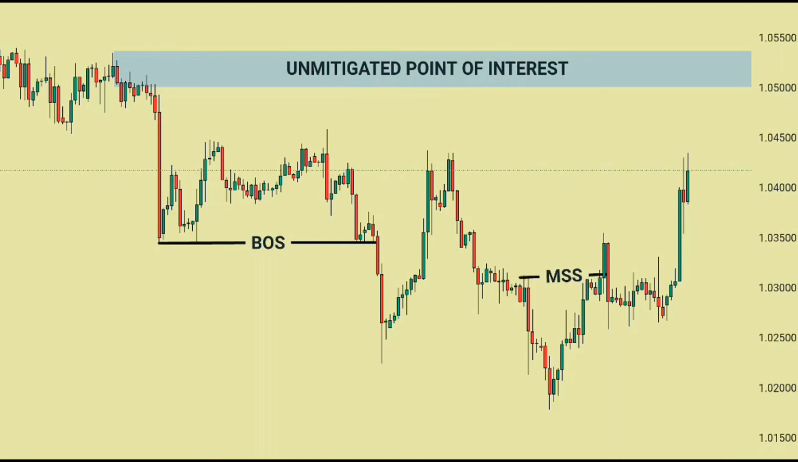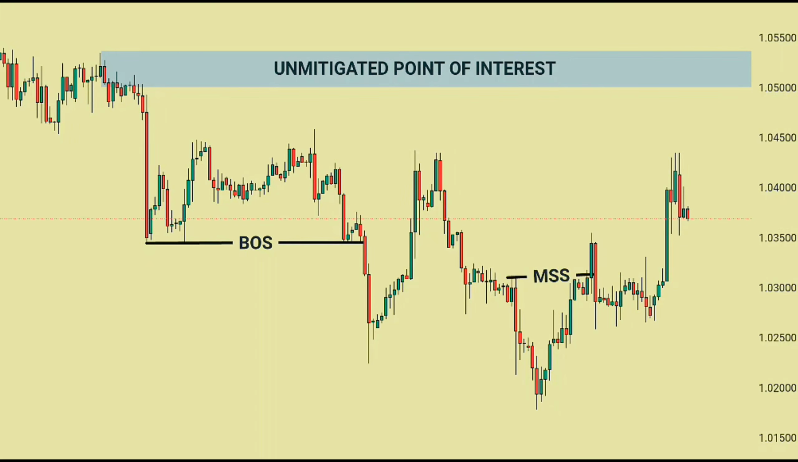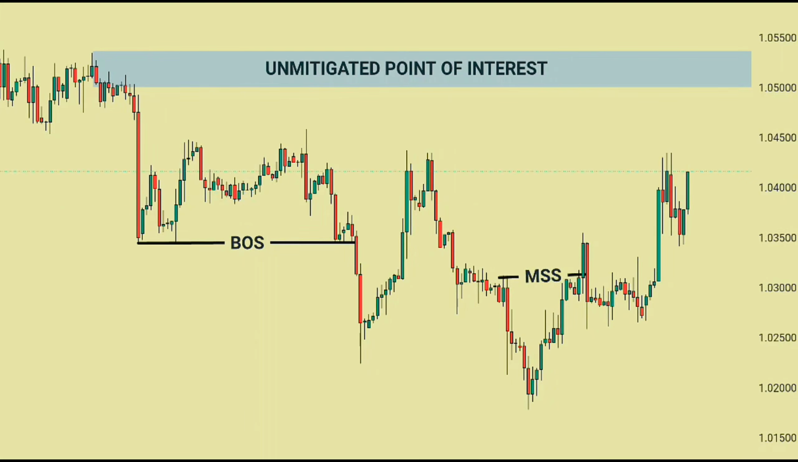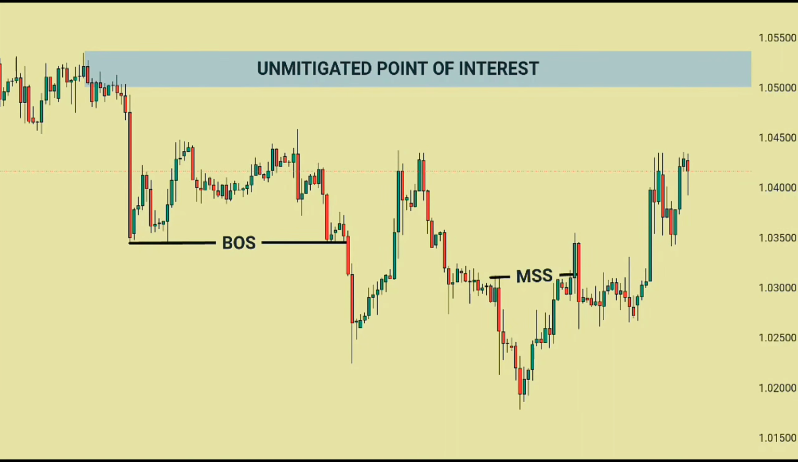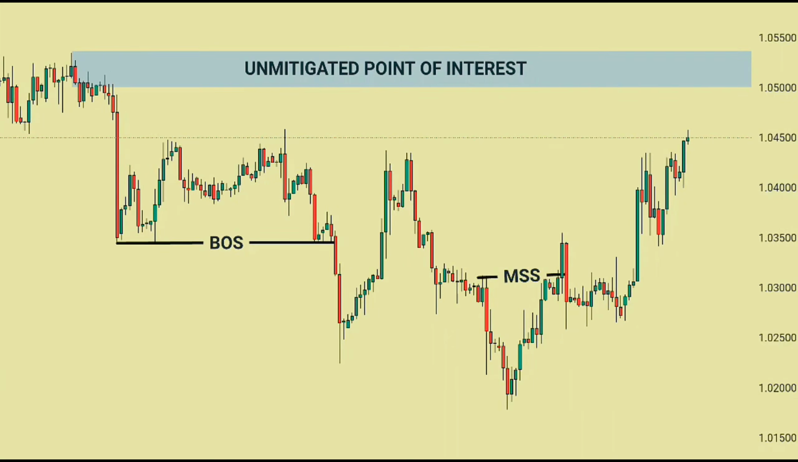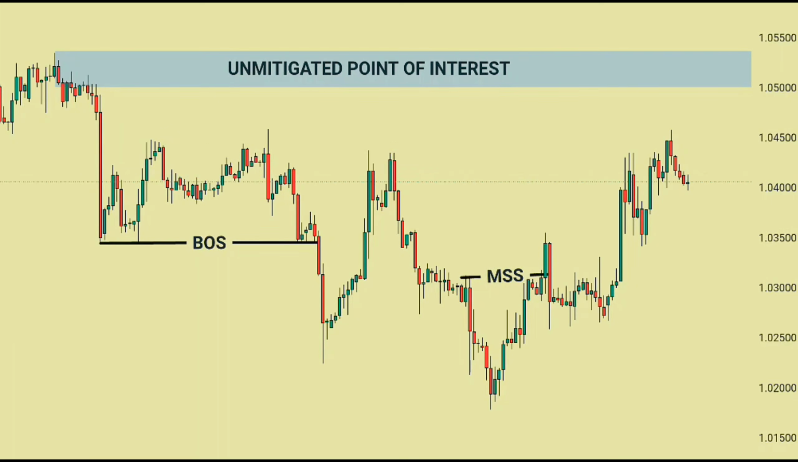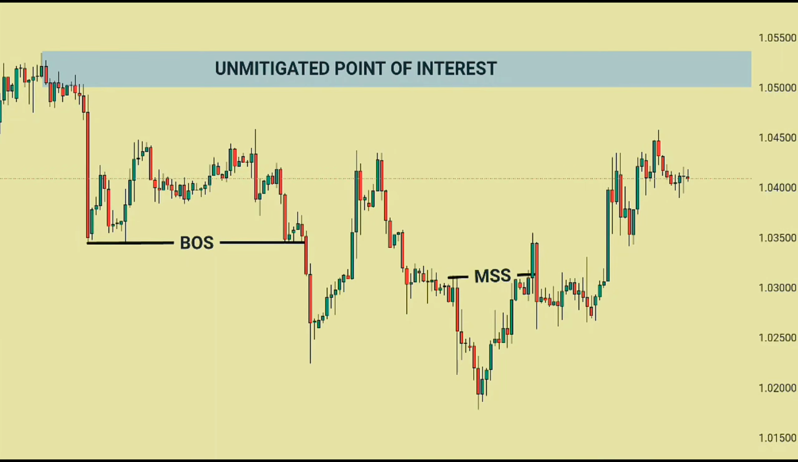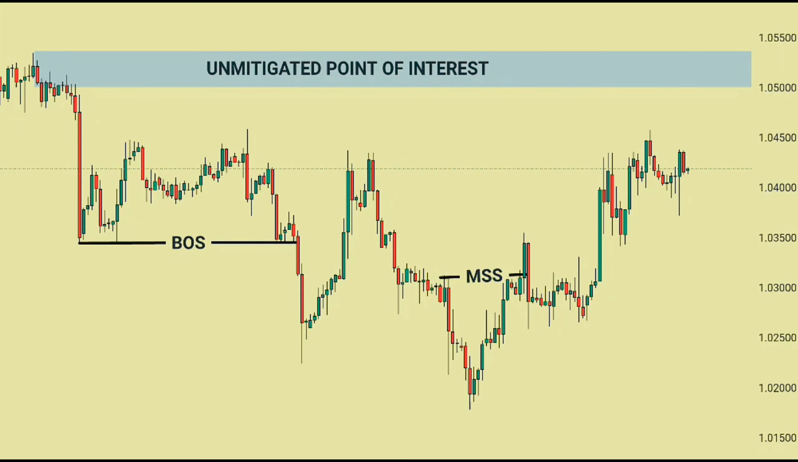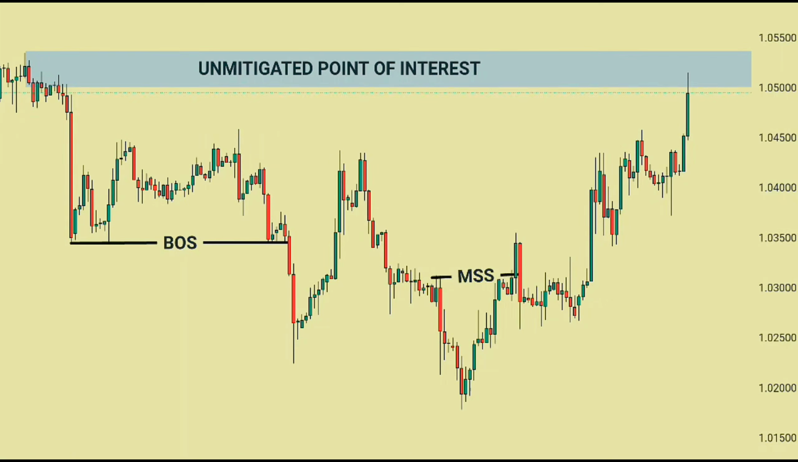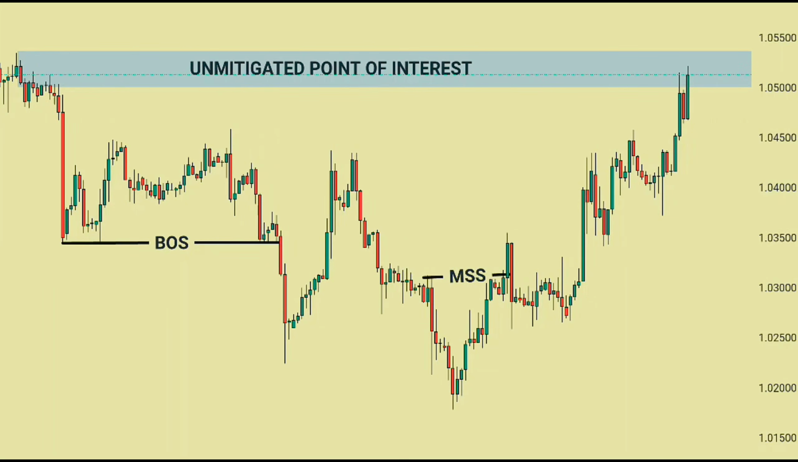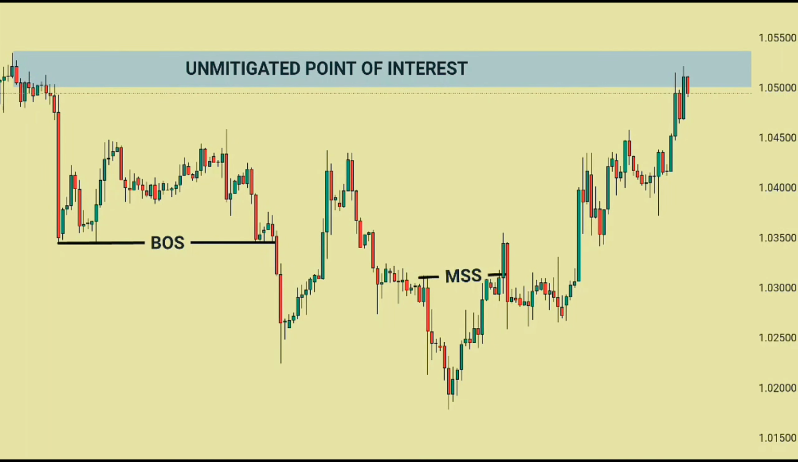Before this, the pullback looked like it could continue upward. But once this minor structure is broken to the downside, it confirms that sellers are gaining control. This is called a market structure shift. It gives us stronger confirmation that the market is now preparing for a bearish move. So instead of entering blindly at the point of interest, we wait for this structure shift to increase the probability of our sell setup.